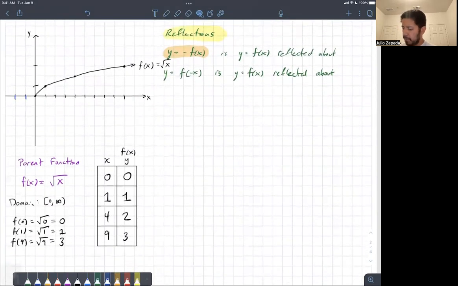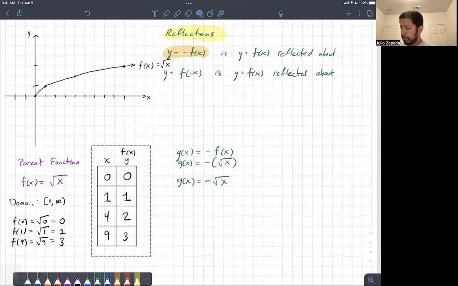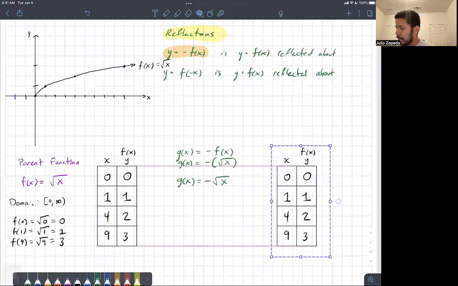Well, if we define a new function, and I'll draw it in green again, let's call it g of x. And we say this is just negative f of x. Well, remember that f of x is still just the square root of x. So here's g of x. It's just the opposite of the square root of x. Okay. So what is that going to do? I think this was not too hard to see.